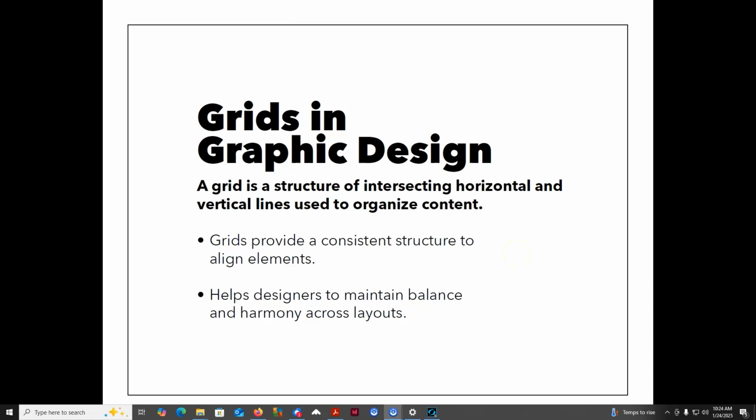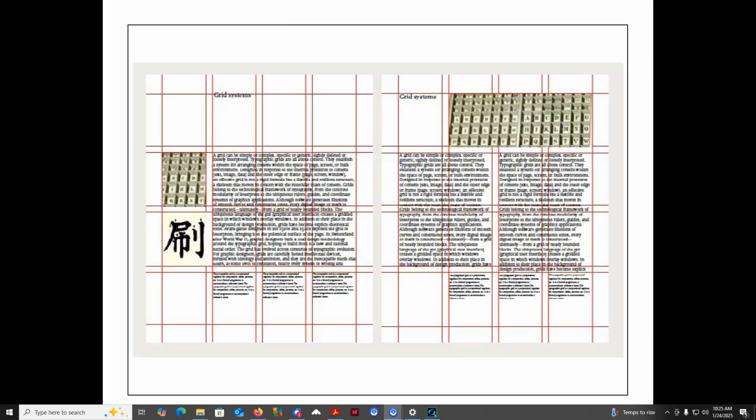So, grids in graphic design. A grid is a structure of intersecting horizontal and vertical lines used to organize content. Grids provide a consistent structure to align elements, and help designers maintain balance and harmony across layouts. So a grid is essentially what I said, a way of lining things up and looking at proportions. If you see here, these lines are all identical. Look at these two columns here. This column is the same width as this column, and this column here is the same width as these.